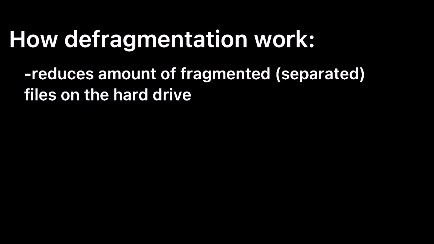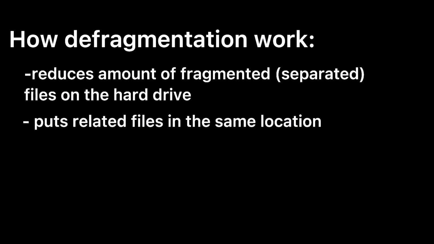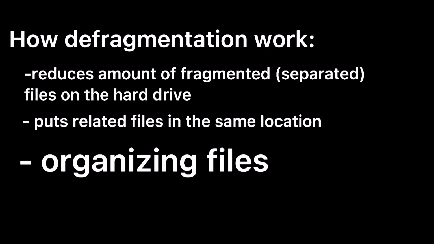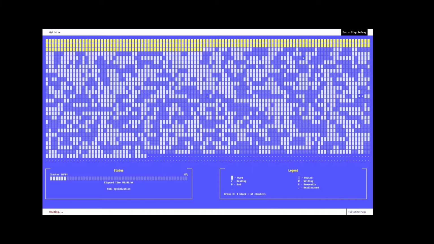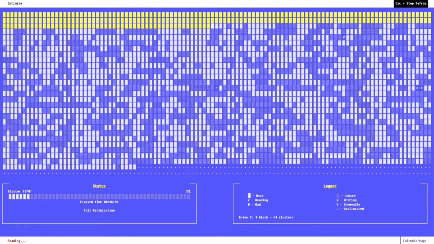How defragmentation works is that it reduces the amount of fragmented files on a hard drive and puts those related files in the same location. It's another way of saying organizing your files. Let's say that your RAM is full and you need an alternative location for your files, but you look at your hard drive and it looks so messy that it's even more confusing than the hardest level of Pac-Man. Like, look at this. Looks like Picasso tried to make an art piece in your drive, but instead made piles of poop. So, how do we fix it?